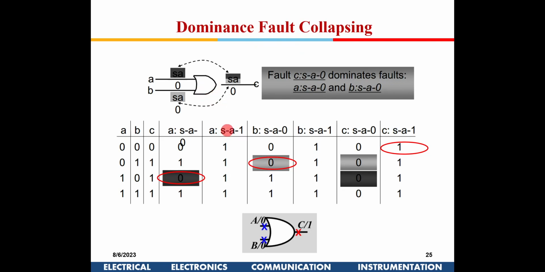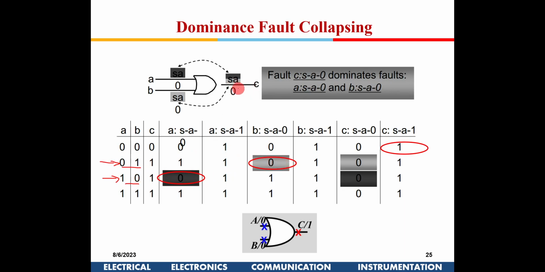We talked about the AND gate. Similarly, for an OR gate, these are stuck at zeros. If I write for stuck at 0, if A is stuck at 0, then 10 is the test vector which will identify that. And for B stuck at 0, 01 is the test vector which is required.